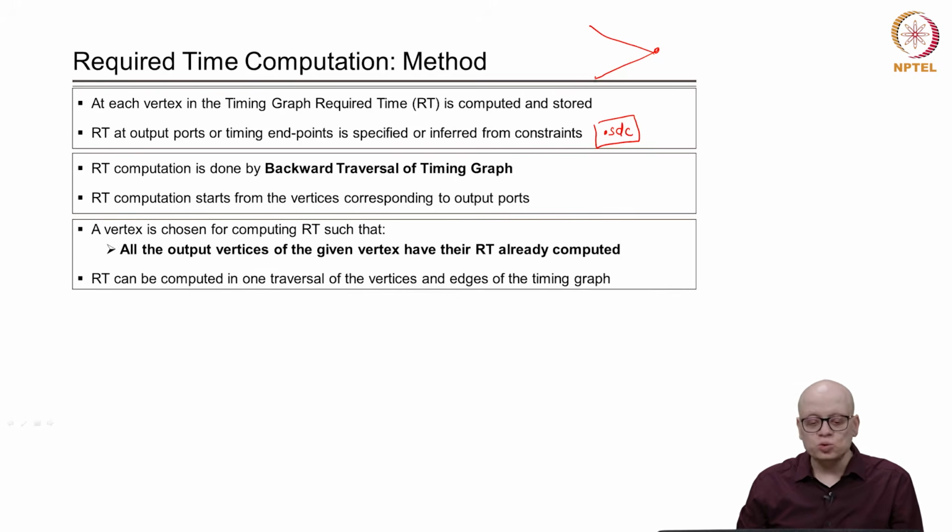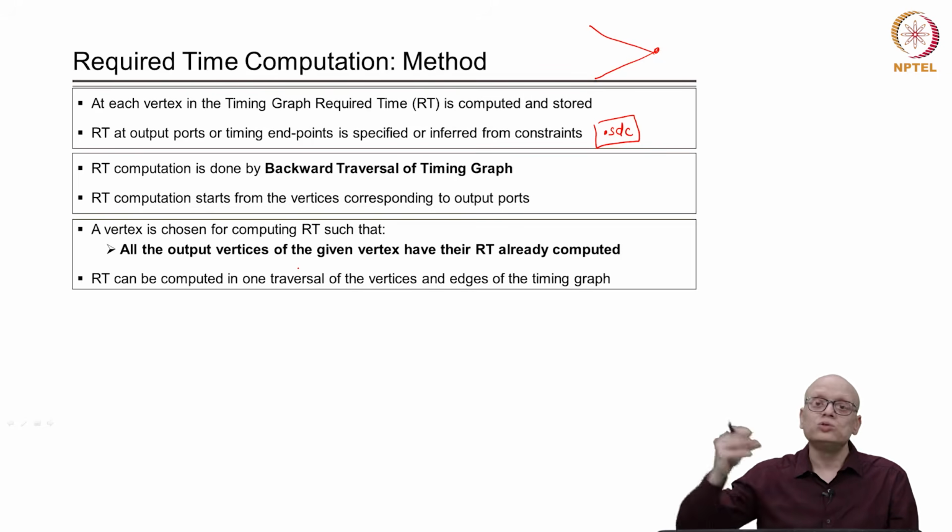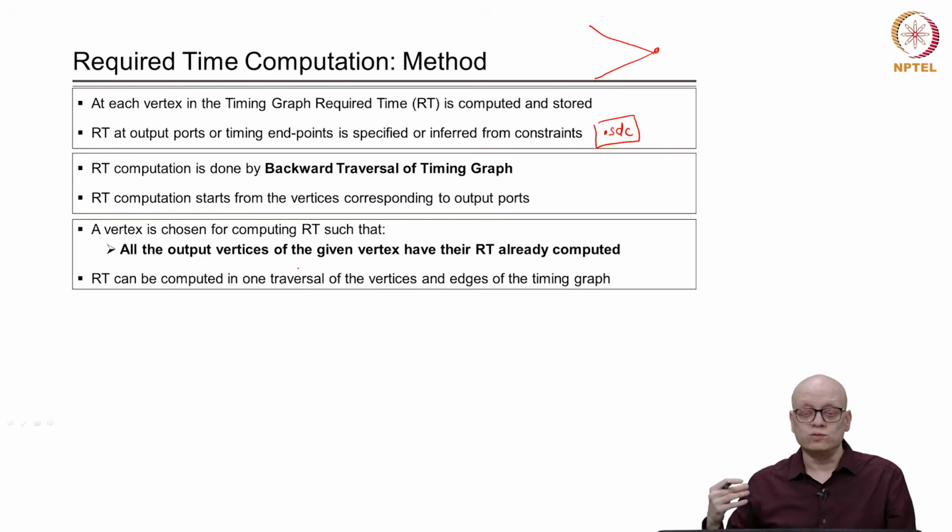A vertex is chosen for computing required time such that all the output vertices of a given vertex have their required time already computed. Only then can the max and min operations that we described in the previous slide be computed, if we know the max and min time for the output vertices, right. Therefore, to compute the required time for a vertex, we should know the required times at the output vertices.